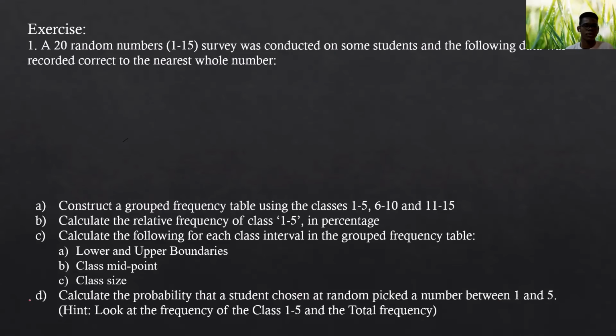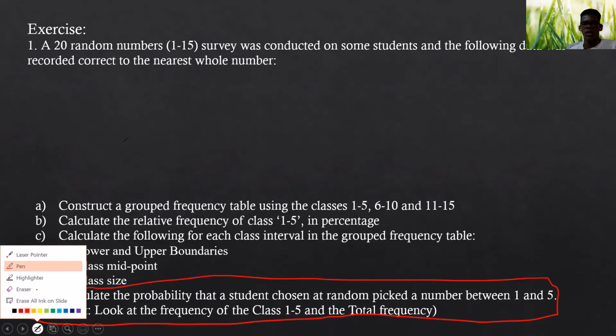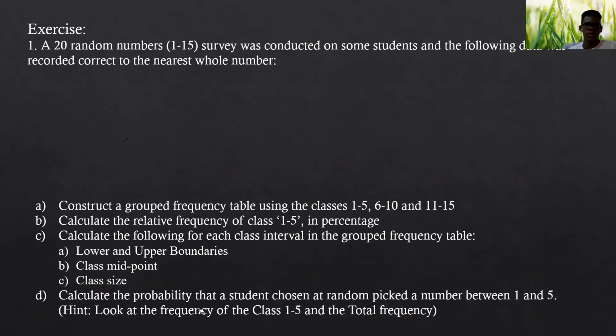Now this one is a bit tricky. That's why I give you guys a hint, because we haven't done probability as yet. So this one might be a bit tricky for you guys, at least until we do probability. So what you guys should try is to look at the frequency of the class 1 to 5 and the total frequency. That's a big giveaway for how to get the probability, right? So we're gonna go on the class, get our random numbers, and then you guys are gonna proceed to do these things.